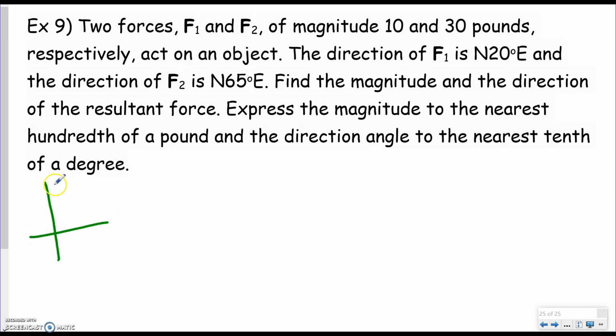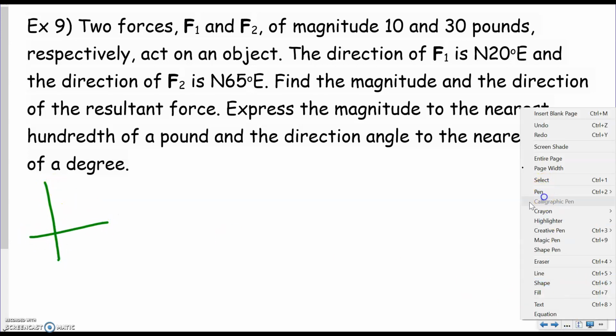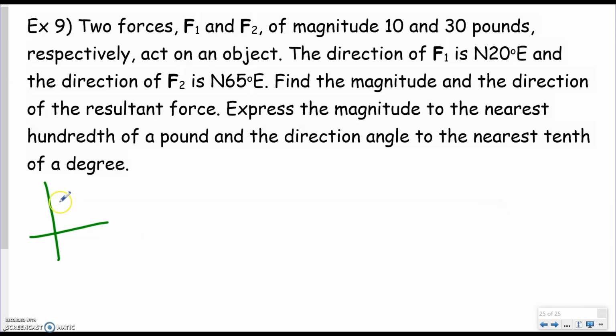Okay, so that's actually going to be, I'm going to do this in another color, about here, and its magnitude is 10, so I'm going to make it shorter. So we're going to call this, awful drawing, we're going to call this F1. So this is 20 in here.